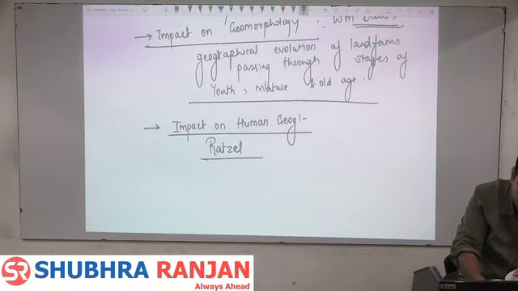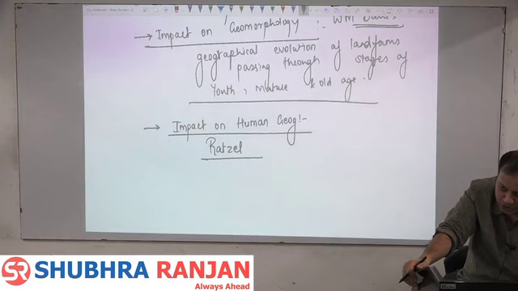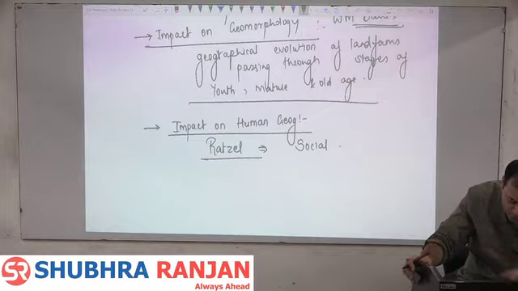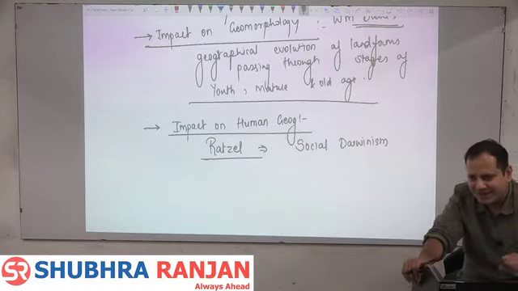Ratzel, the strongest supporter of Darwin, applied the ideas of Darwin to human groups. Applying the idea of Darwin, evolution, to human groups is known as social Darwinism. So, if the question comes, write a short note on social Darwinism.